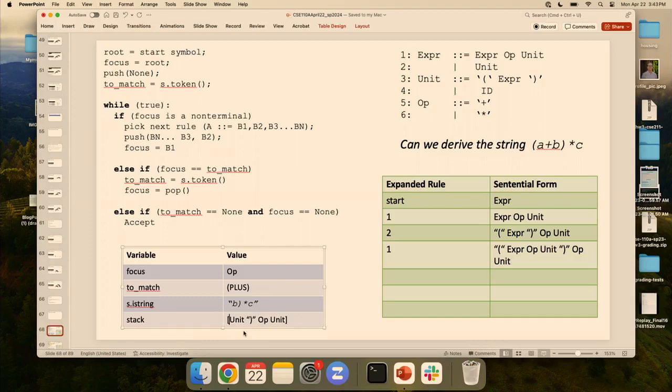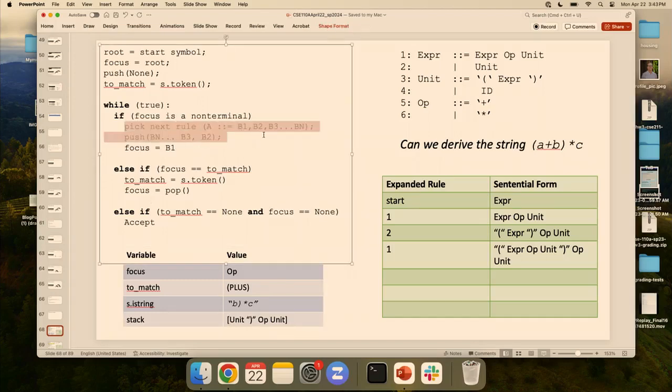Now there's, like I said, a lot of magic here, especially in this pick next rule. We just assumed that we knew which rule to pick. Is this something that we're going to be able to do? What do people think? Well, we will eventually, but it takes a little bit of work.